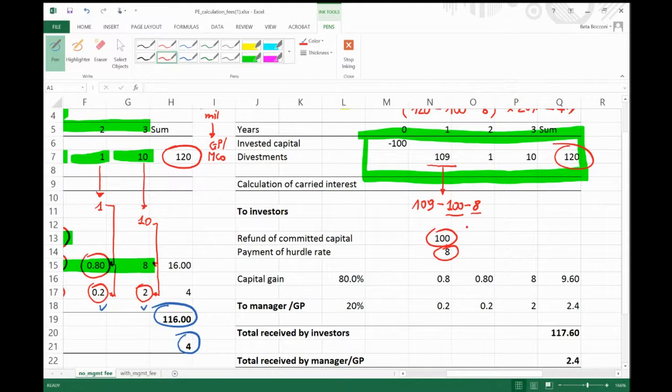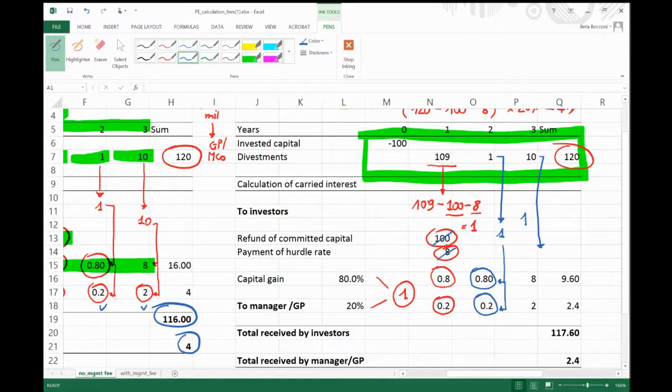And since something is left, which is an amount of 1, which is a full capital gain on top of the hurdle rate, then the usual rule, 80% to investors, 20% to the manager, is applied, so that in the first year, 0.2 million goes to the manager and 0.8 goes to the investors. Pretty easy. In year number 2, a divestiture of 1 million. You have already satisfied the invested capital and the hurdle rate, so the usual rule, 80%, 20% applies. So 80% to investors, 0.2 to the general partner. And the same holds true for year number 3.